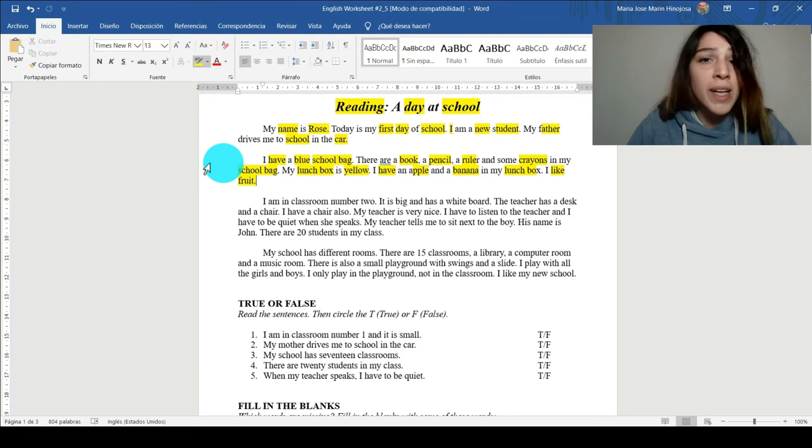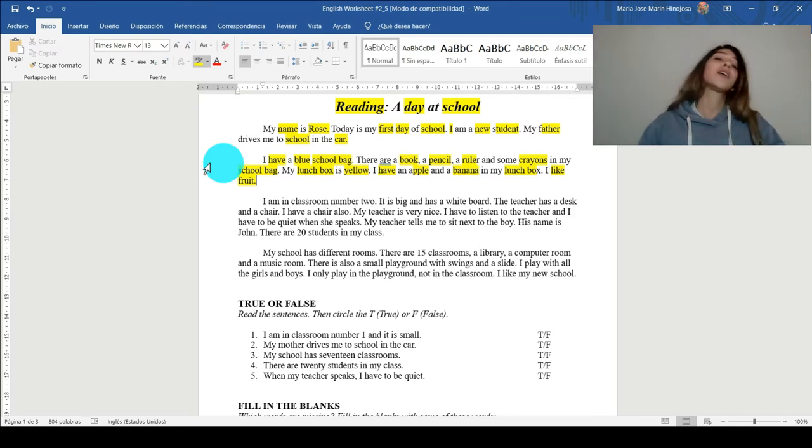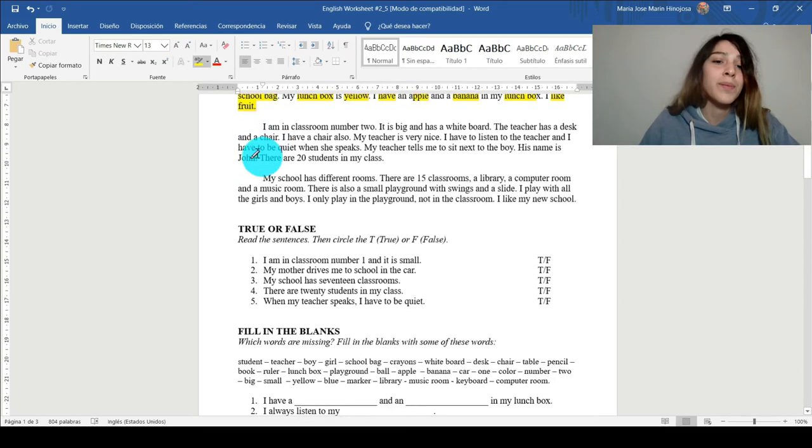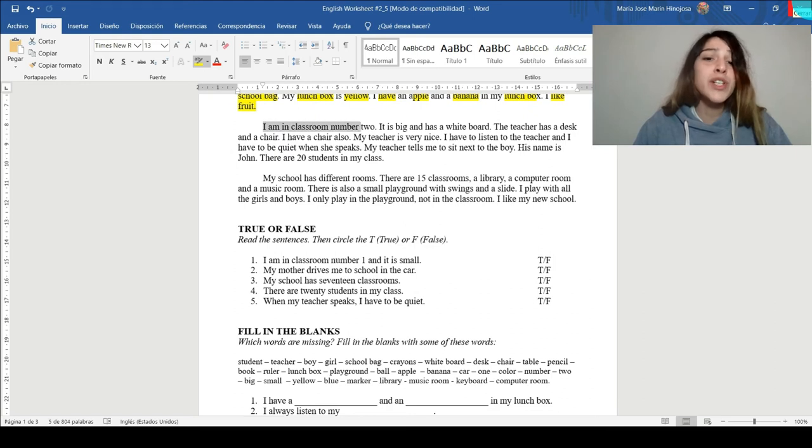Ustedes pueden inferir qué significa like, porque los que tienen Facebook ocupan bastante el like and dislike. In this case, like significa me gusta. Entonces, ¿qué le gusta a Rosa? La fruta. Let's continue.